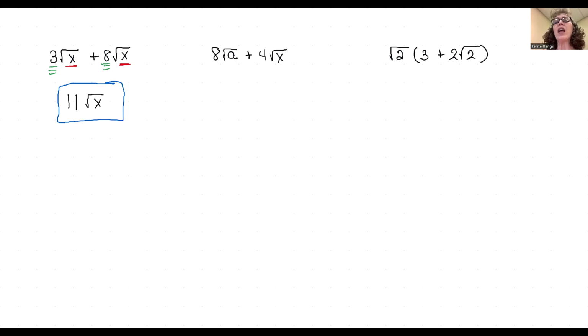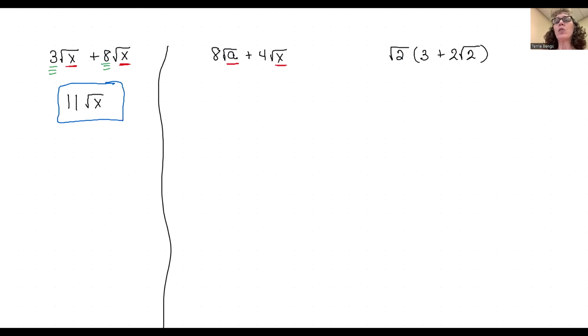All right, so let's look at the next one here. We have 8 square root of a plus 4 square root of x. Remember, we're going to look at what's underneath the square root first. We have an a under one and an x under the other. They are not the same, and since they are not the same, we can't do anything with these two.